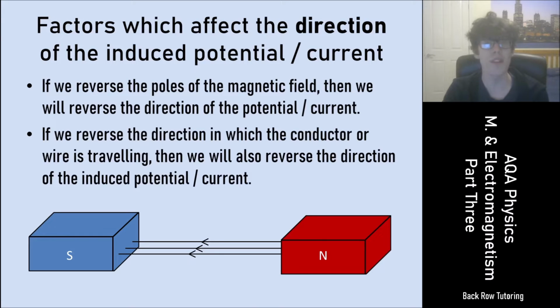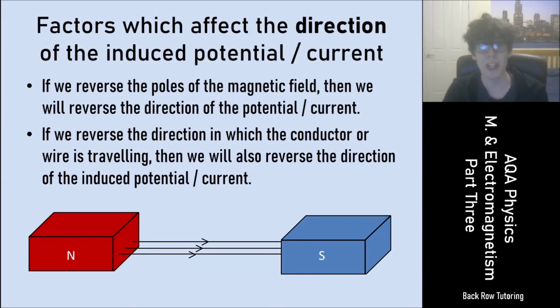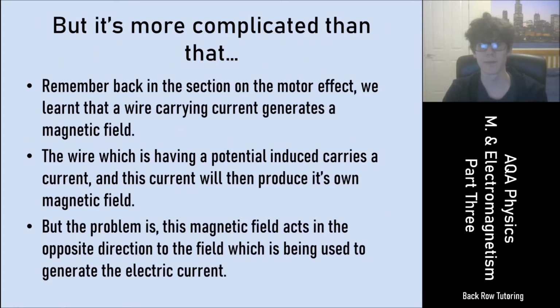If we reverse the poles of the magnetic field, then we will reverse the direction of the potential. If we reverse the direction in which the conductor or wire is travelling, then we will also reverse the direction of the induced potential. So these are the two factors which affect the direction of the induced potential. But it is more complicated than that.